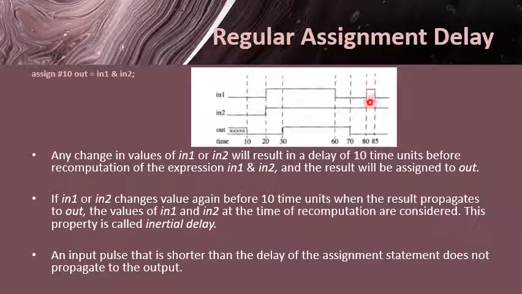Now this is what happened here. The in1 changed before the 10 time units delay, and hence the values at the time of recomputation are considered. So that is why the change that happened at this point did not come to the output. That is, an input pulse that is shorter than the delay of the assignment statement does not propagate to the output.